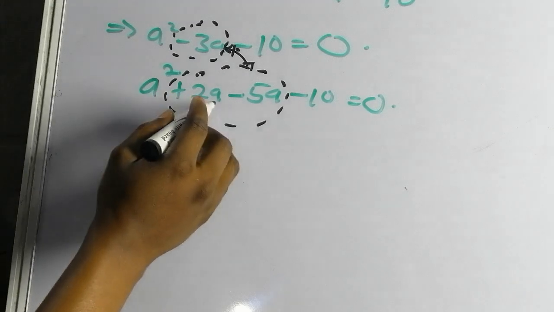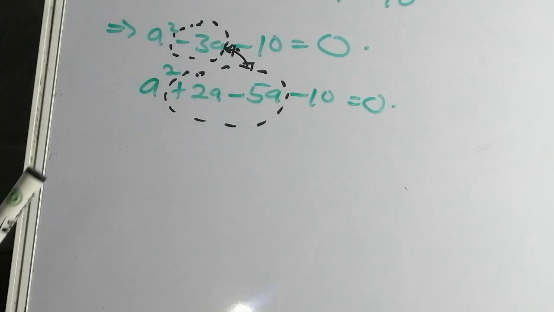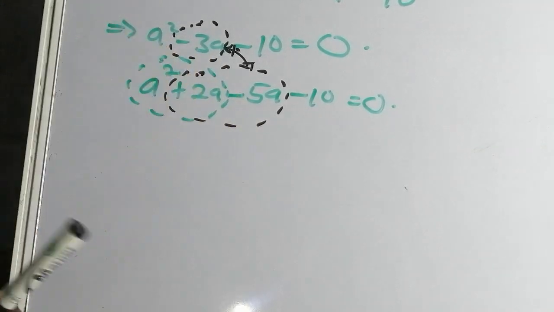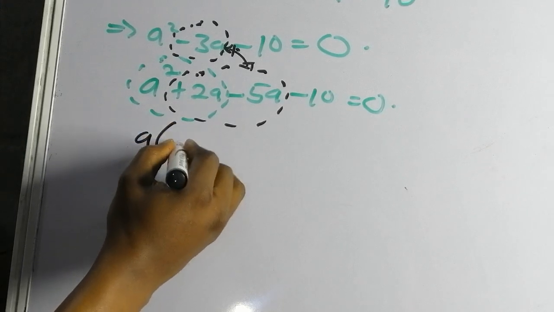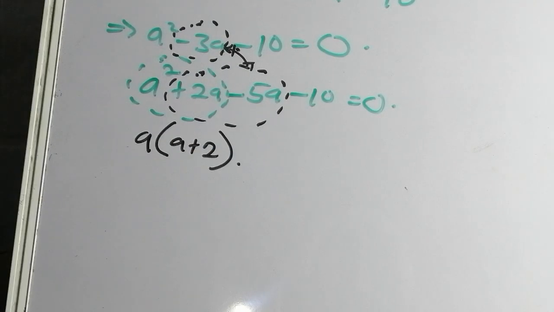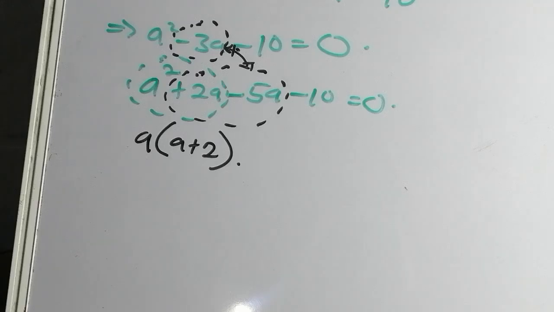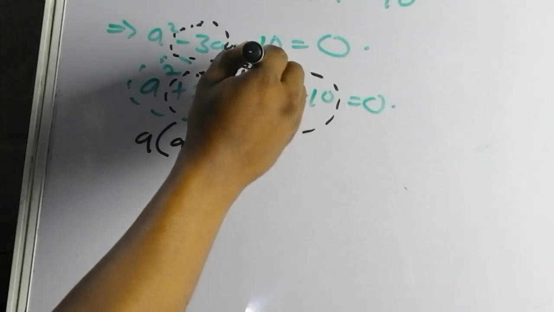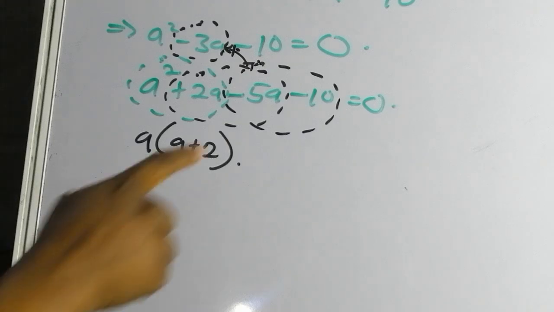From here, a is common. From these two, a squared plus 2a, a is common, bring a out. That's a plus 2. Now if you look at the second part, minus 5a minus 10, that's the second part.